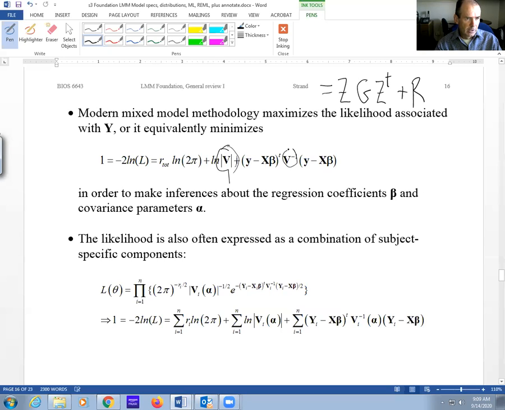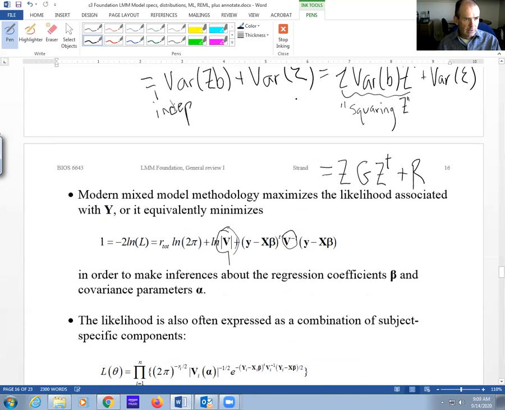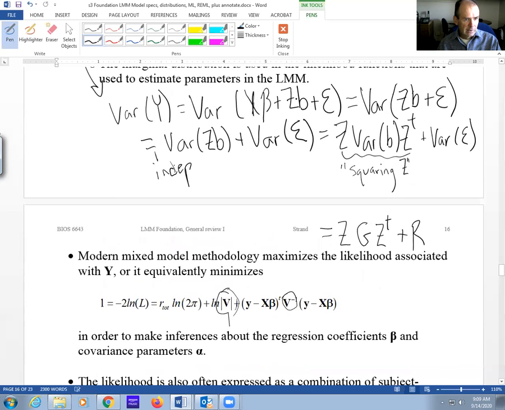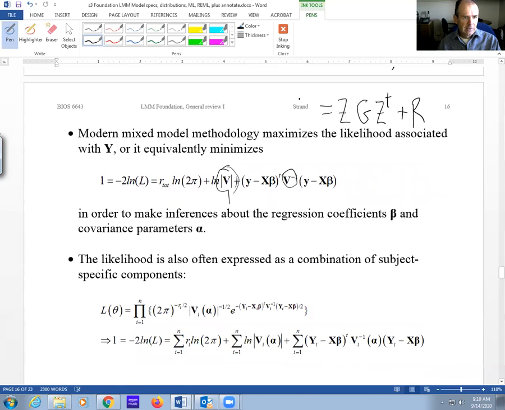So that's where the repeated measures comes into play. We can account for the repeated measures through that V matrix, and that's what we talked about last time. That's this thing up here. I did that proof, but that's our V, and that's how we account for the repeated measures.